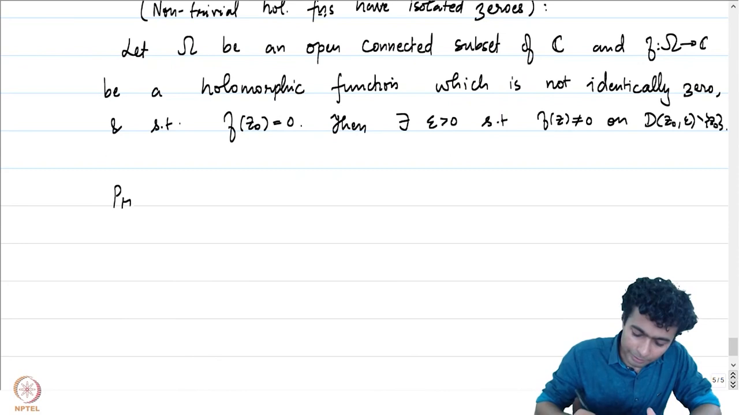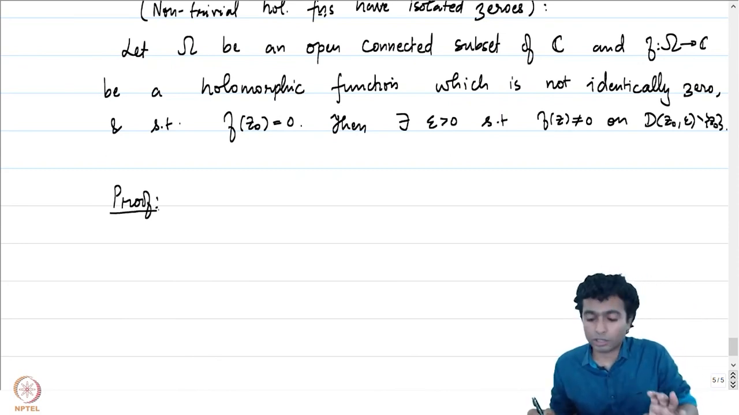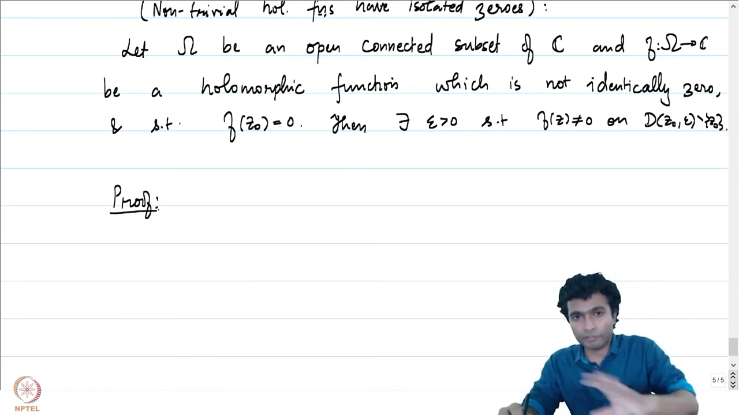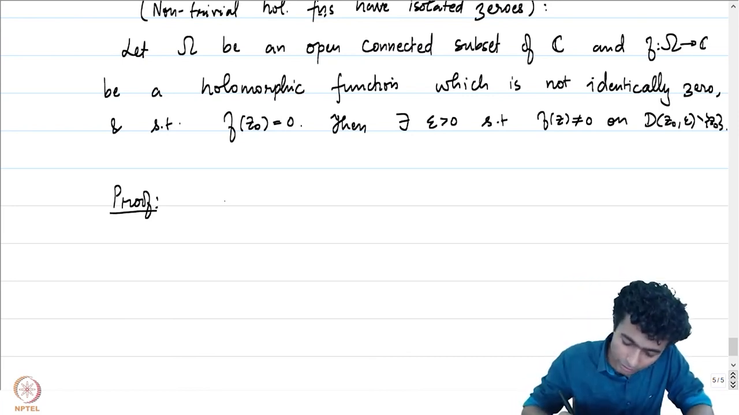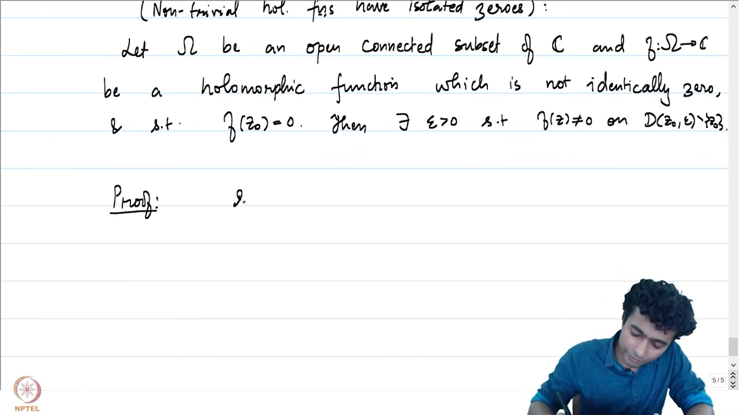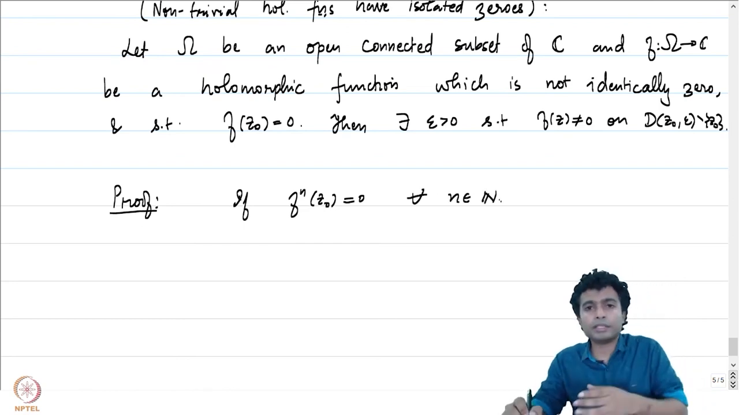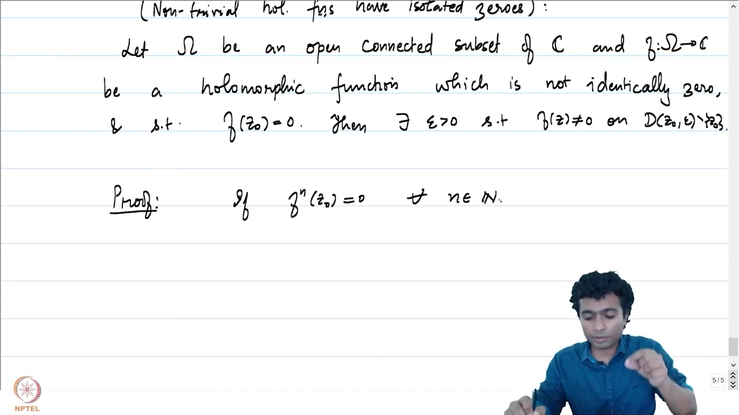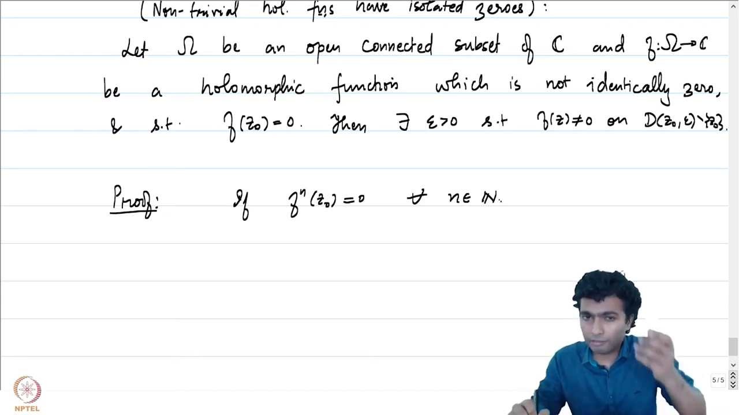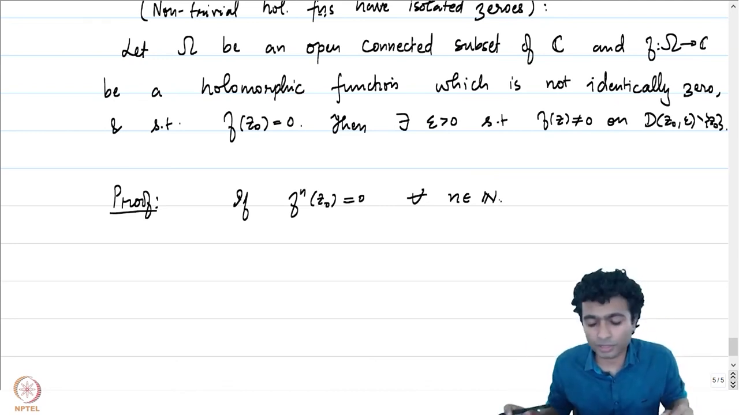Let us give a proof of this statement. The first observation is that at the point z0, all derivatives will not vanish. Since f is not identically equal to 0, let me put it this way. If fn of z0 is equal to 0 for all n in natural numbers, that would just mean that the power series expansion of f in a neighborhood of z0 will have all coefficients equal to 0, and therefore in that neighborhood it would be equal to the 0 function.